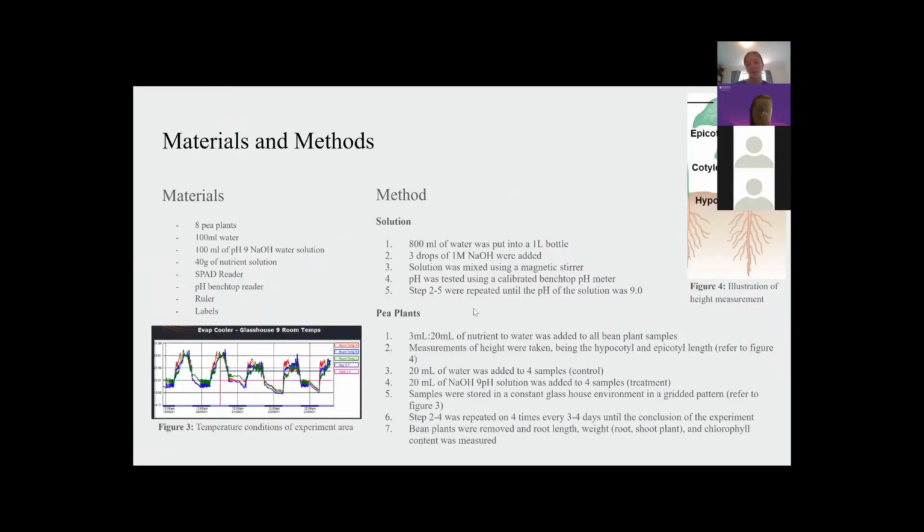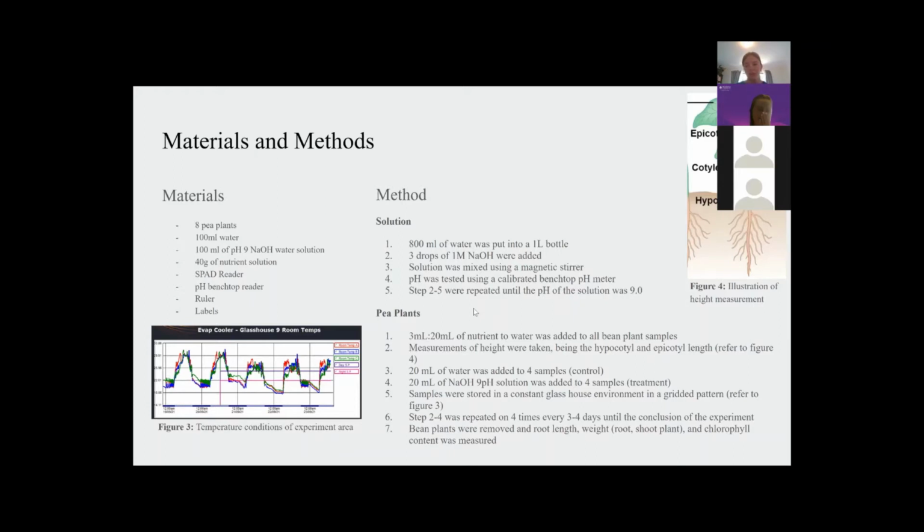Materials required included bean plants, water, pH 9 solution, nutrient solution, and measuring equipment. The method was divided into two parts, being the creation of the NaOH solution and the monitoring of bean species over the course of the experiment. The solution was made by the addition of small increments of NaOH to water, with consistent testing of pH to reach the desired alkalinity. The second part of the method was the data collection from bean plant samples.